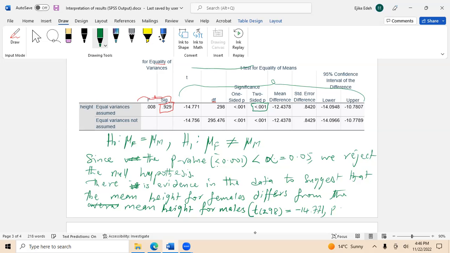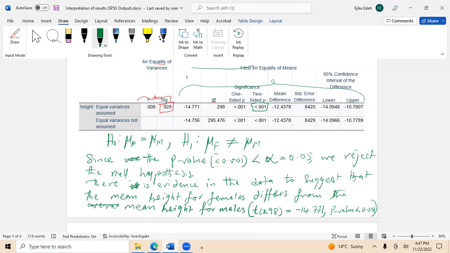So our p-value is less than 0.001, parentheses close. This is how to report your results using the output we've gotten from SPSS.